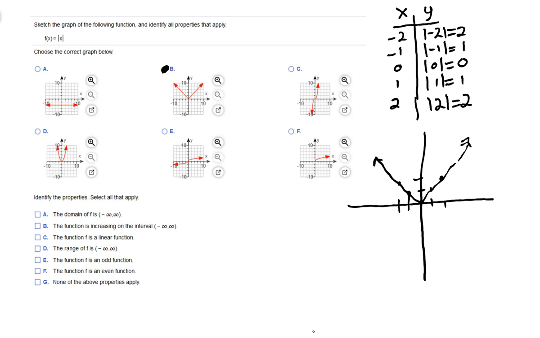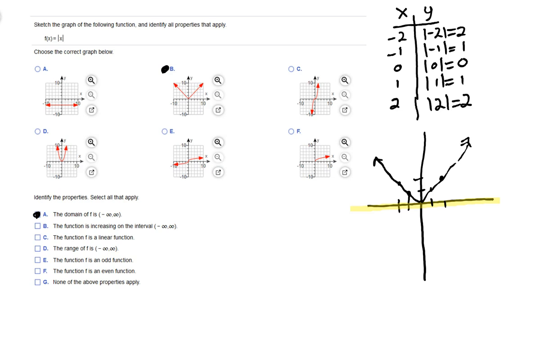Now let's go through each one of these statements one by one. First one says the domain of f is negative infinity to infinity. And that is true. Looking at the graph, you can see that we have x values that cover from negative infinity all the way to positive infinity. So we have pieces of the graph that cover all the way from negative infinity to infinity. So I would select that property.